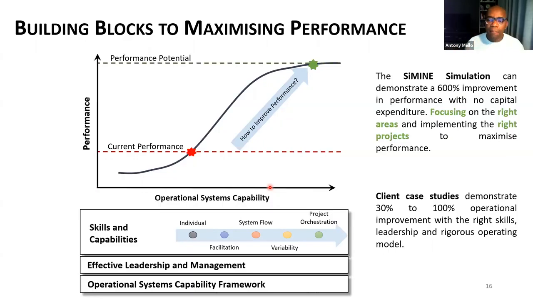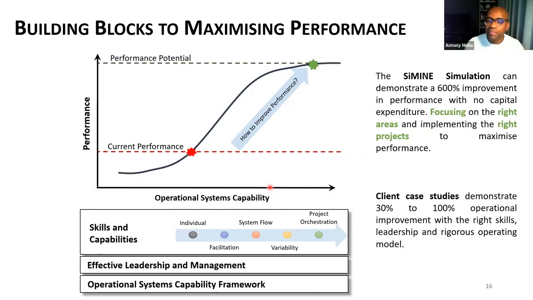S curve. But what we find is by doing that, usually if people run through our programs and we implement the right sort of tools and techniques, we can achieve a 600% on SiMINE. What we have seen, because we also implement this in actual real life organizations, when you're interested, we have a couple of case studies we can share with you after this webinar. We do also see a 30 to 100% improvement in just implementing some of the basic tools and techniques that we go through in the SiMINE simulation.